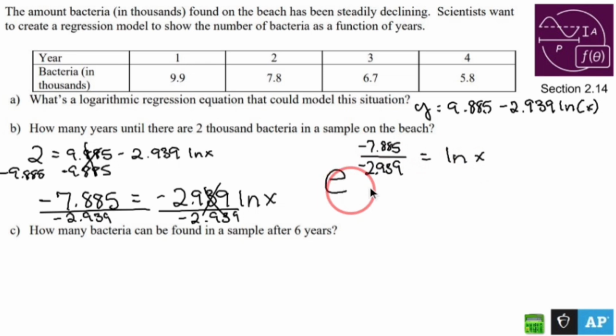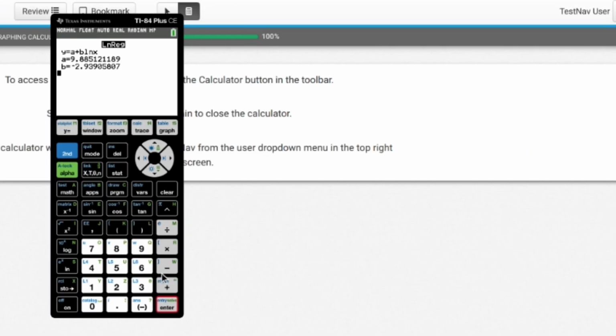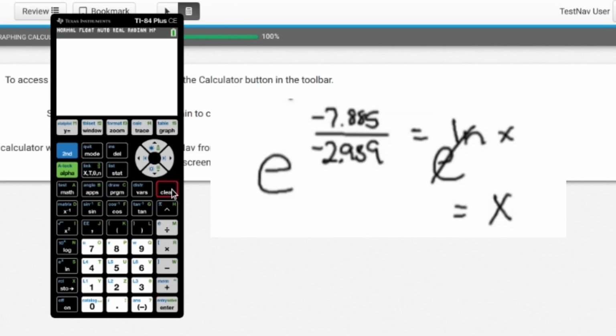If I take e to the power of both sides, that crosses out, and now I have x equals that number right there. So I'm going to go off to the calculator and find out what that number is right now. All right, part 2 of this problem has me finding out what e to the power of that fraction is. So the e to the button is second ln, how convenient.